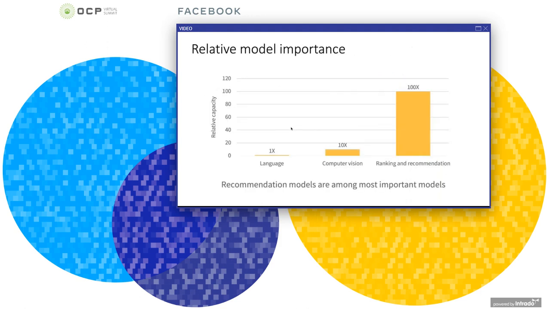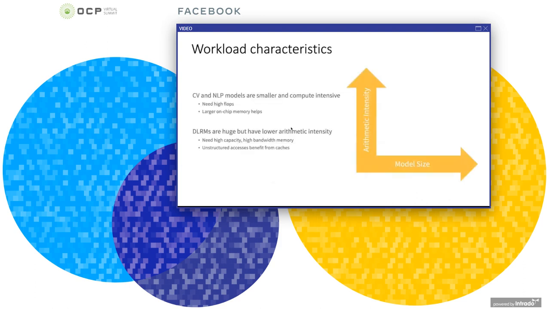We can also look at the relative importance of the models. We see that compared to language, computer vision models require 10x the relative capacity, and ranking recommendation models require 100x of capacity. This might come as a surprise to many of you because many people outside of the data center focus on language and computer vision models, but recommendation models are actually among the most important models that run in the data center. They also have very different characteristics.